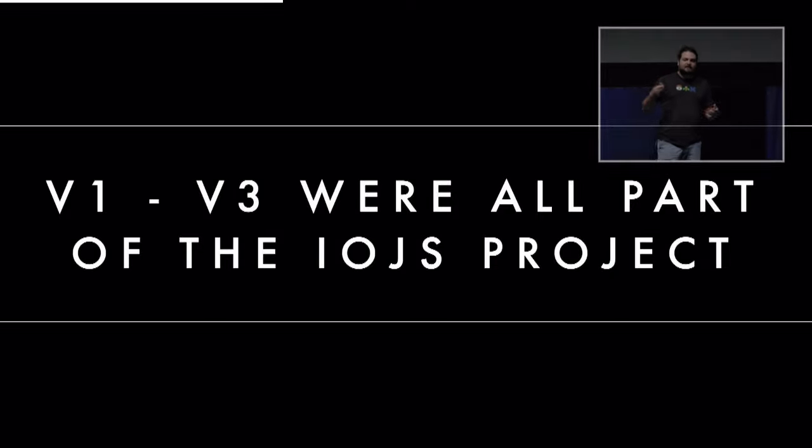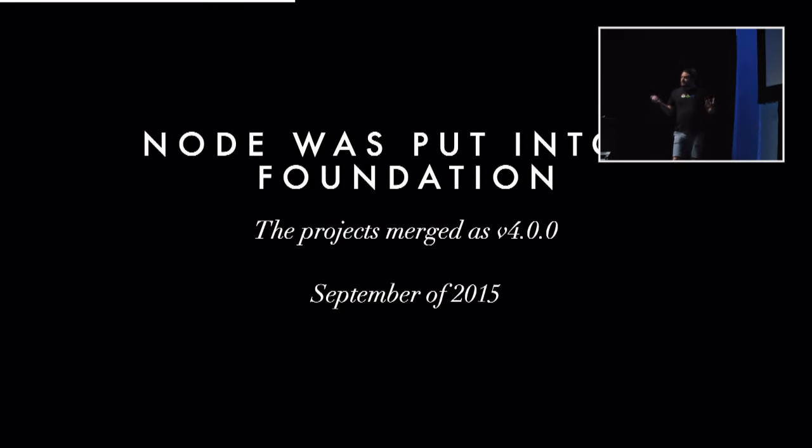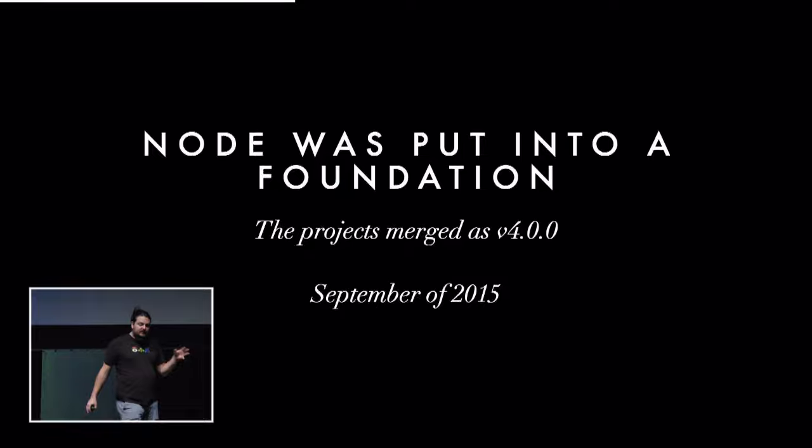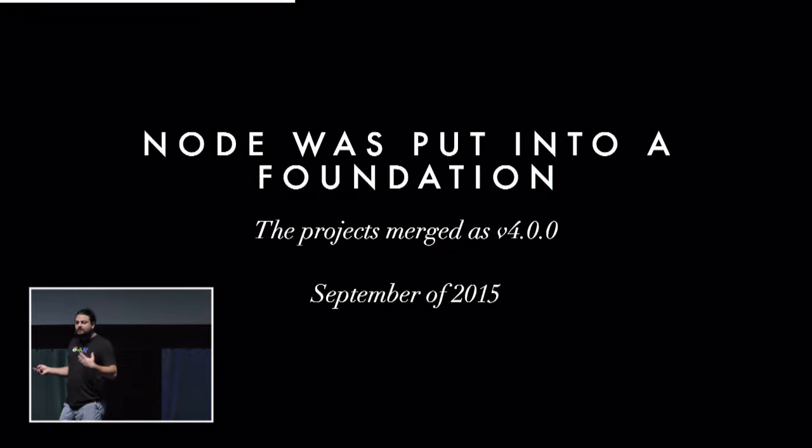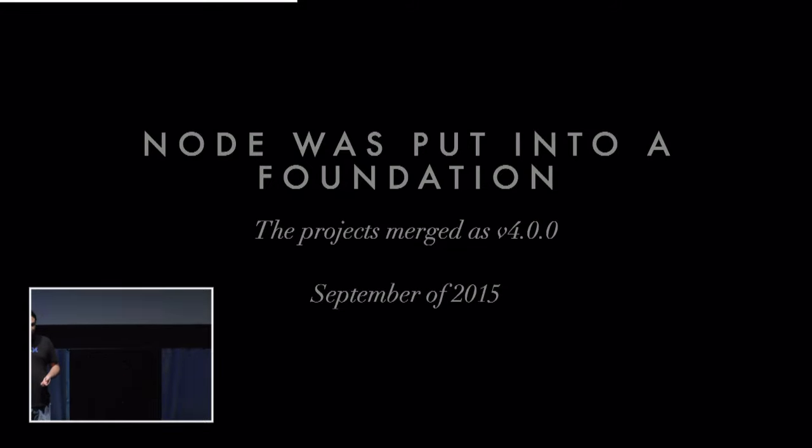But this isn't the best way to do something when you have a project that's being run in production by companies such as NASA and PayPal and Netflix. They need something that's a little bit more reliable, and you can't be expecting your teams to do a Semver major bump every other week and have to fix broken stuff. So Node was put in a foundation, and the projects io.js and Node were merged as version 4.0 in September of 2015. This is around the same time that I started working on the project.